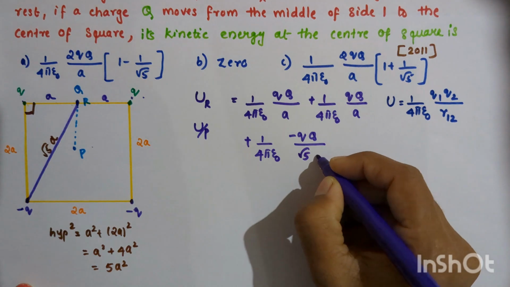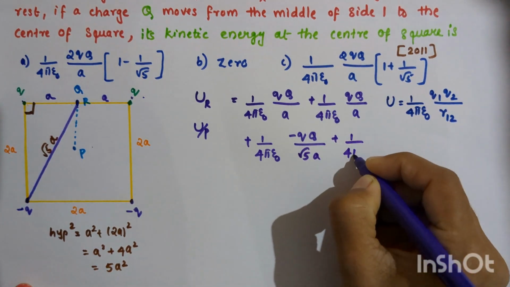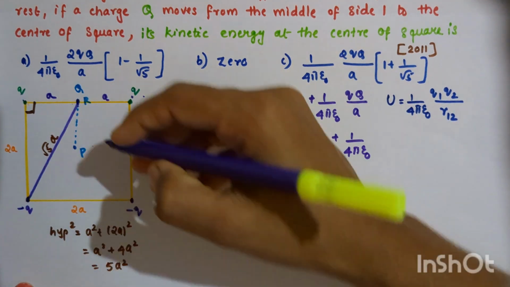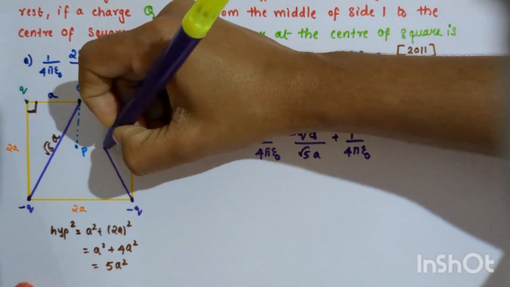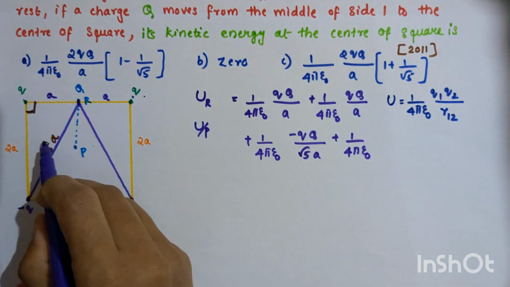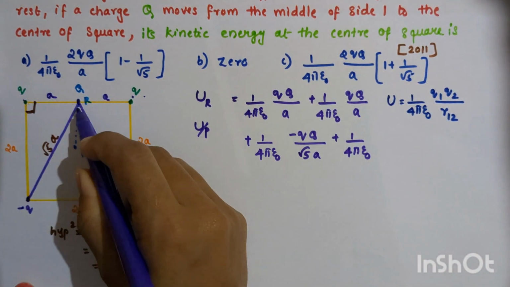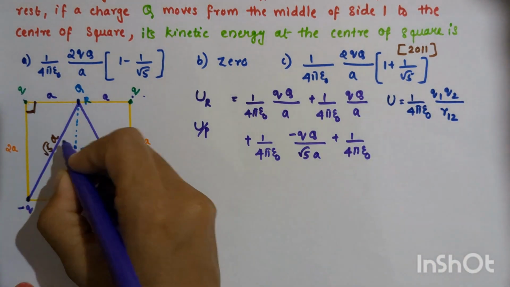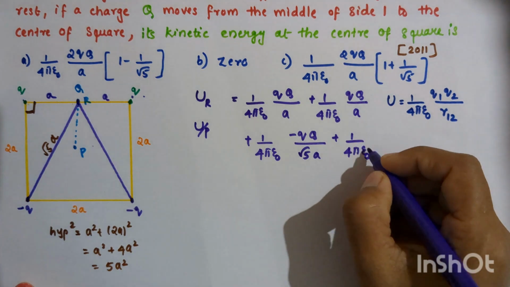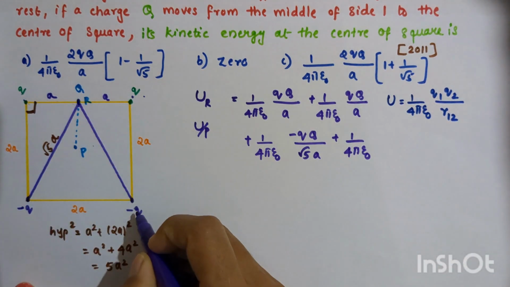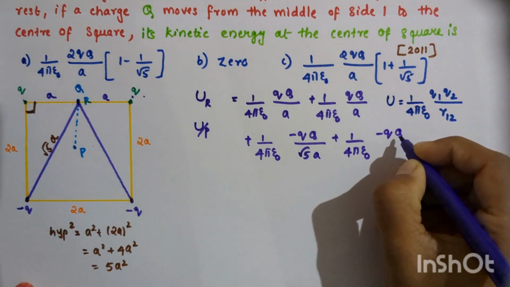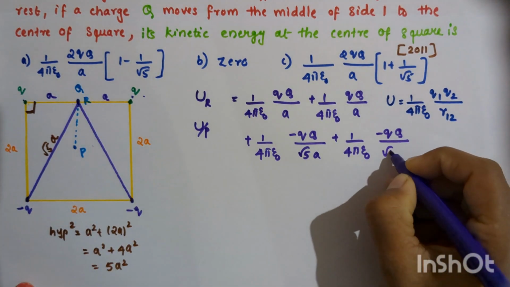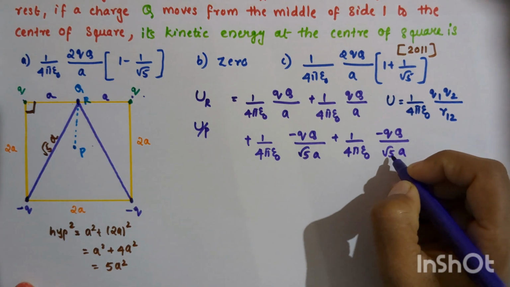So here this distance will be root 5 a, plus 1 by 4 pi epsilon 0. Now we have to consider this charge and this charge, so we have to consider this distance of separation. Just like this, here also you can calculate the length of this side. You will get it as root 5 a itself. So you can write 1 by 4 pi epsilon 0, minus q into capital Q divided by the same distance, root 5 a.